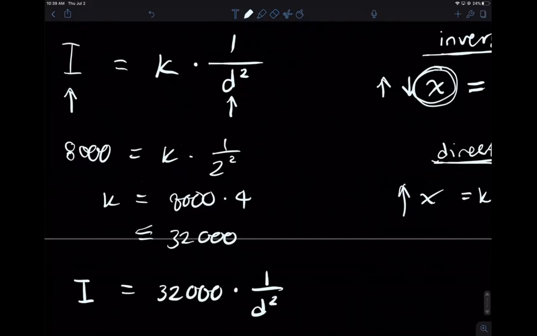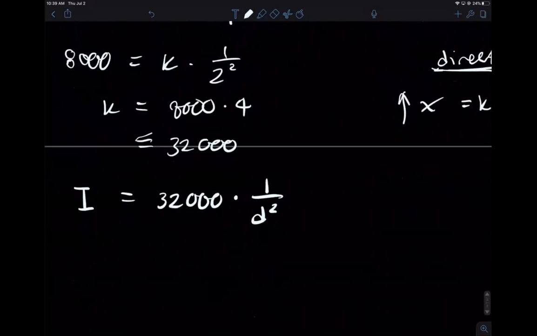And then the problem says, what will the intensity be at a distance of 7 miles? So all we have to do is solve for I one more time, because here the distance is 7 miles. So what would go on the bottom? Four. Okay, so in the question it says, what will the intensity be at a distance of 7 miles? So it's given us a new distance.